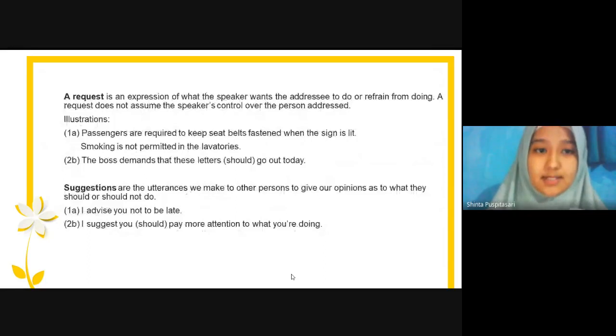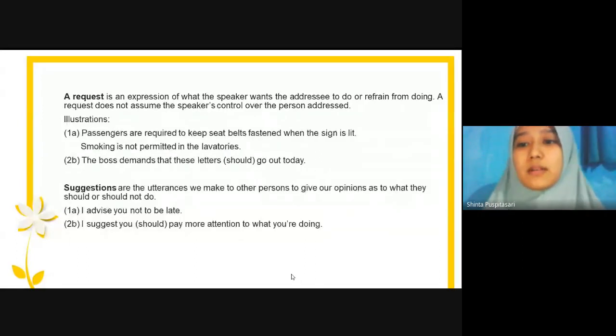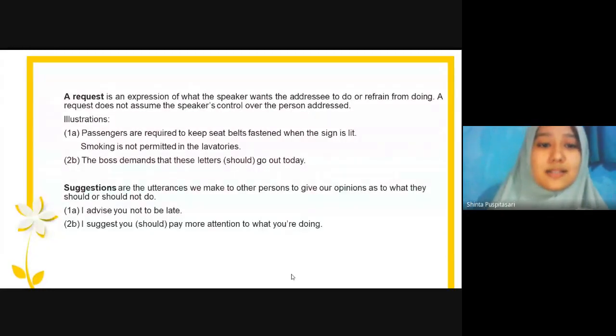This is the request. A request is an expression of what the speaker wants the addressee to do or refrain from doing. A request doesn't assume that the speaker has control over the person addressed. This is an illustration of the request: "Passengers are required to keep seat belts fastened when the sign is lit." "Smoking is not permitted in the lavatories." "The boss demands that these letters should go out today." These are examples of requests.